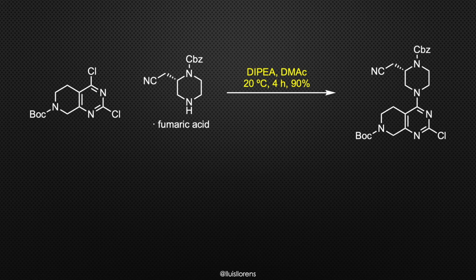tetrahydropyridopyrimidine. A regioselective SNAr reaction introduces the Cbz-masked piperazine moiety at the more reactive 4 position. In general terms, nucleophilic aromatic substitution reactions on pyrimidines proceed faster at the 4-6 position than the 2 position, but it also depends on the substituents and the reaction conditions employed.